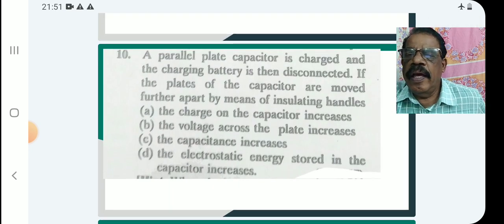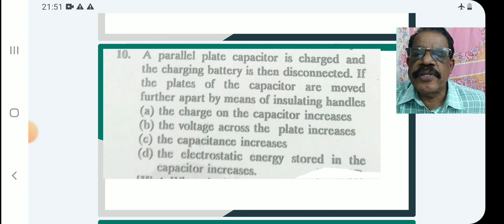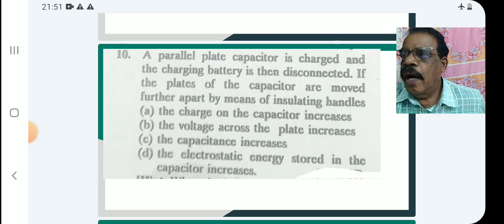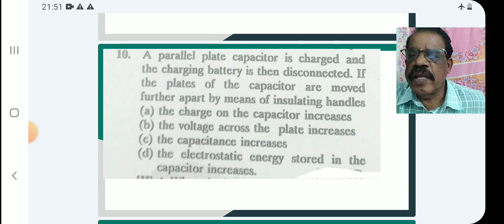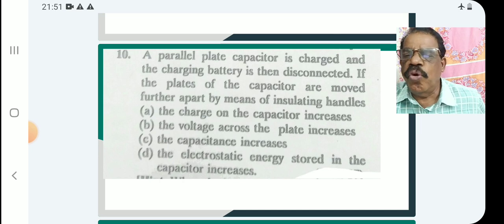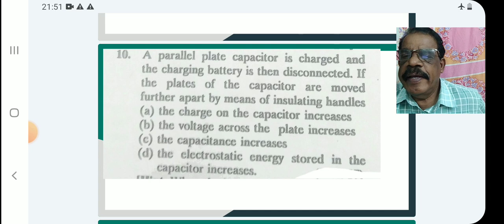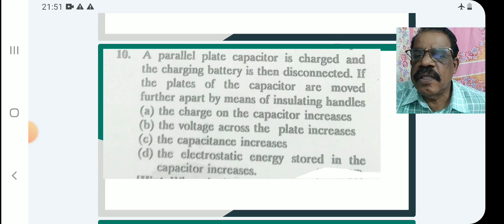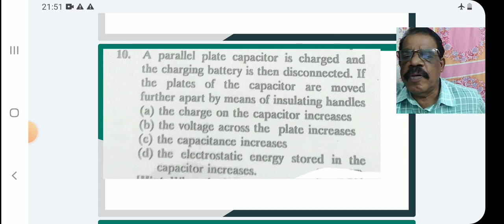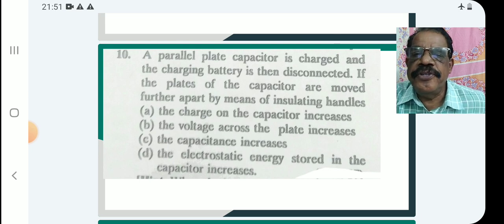Next one, a parallel plate capacitor is charged and the charging battery is then disconnected. Then the charge on the capacitor will remain constant. If the plates of the capacitor are moved further apart by means of insulating handles, A, the charge on the capacitor increases, B, the voltage across the plate increases, C, the capacitance increases, D, the electrostatic energy stored in the capacitor increases.